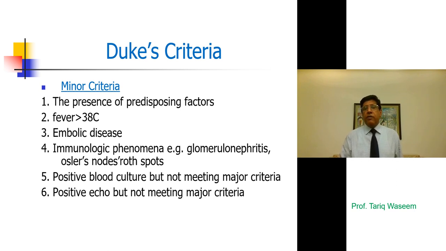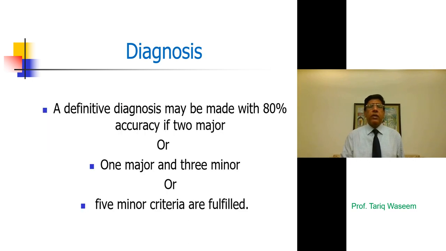Then the patient may have a positive blood culture, but not with the usual organisms. Similarly, the patient may have an echo finding that does not meet the major criteria, in that there may not be vegetation, but some valve damage is documented or demonstrated on echo.